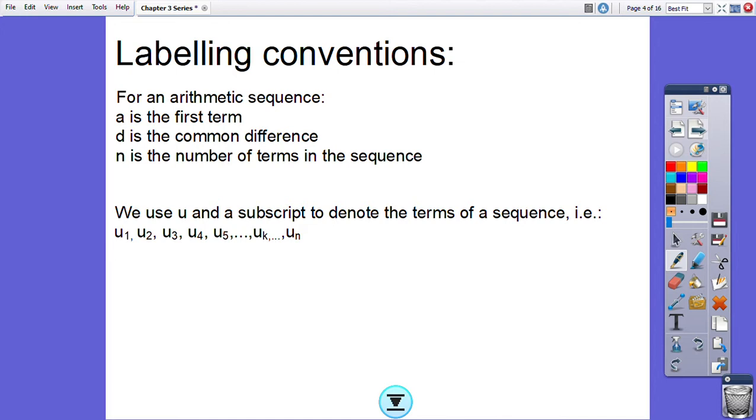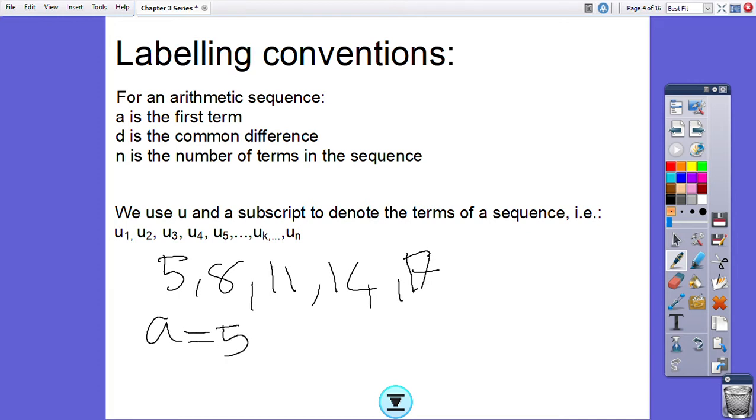So if we look back at that sequence that we had a minute ago, 5, 8, 11, 14 and 17. There's the 17. Hopefully your writing's neater than mine. Then we can say that A equals 5.